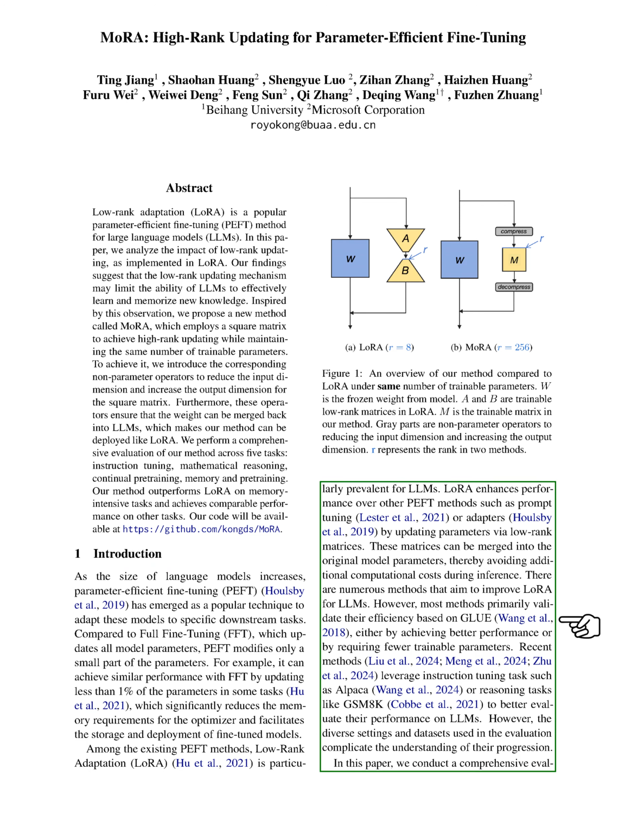One popular PEFT method is low-rank adaptation, LoRA, which enhances performance by updating parameters using low-rank matrices. These matrices can be combined with the original model parameters, reducing computational costs during inference. Various methods aim to enhance LoRA for LLMs, with most evaluating their effectiveness based on tasks like GLUE or instruction tuning. However, the use of different settings and datasets in these evaluations can make it challenging to compare their progress.